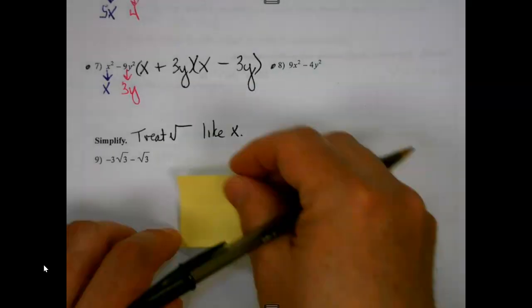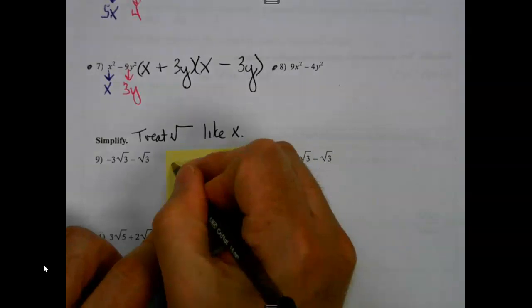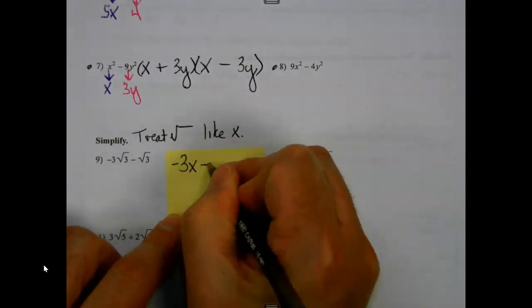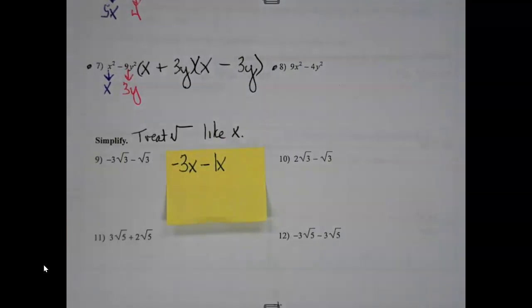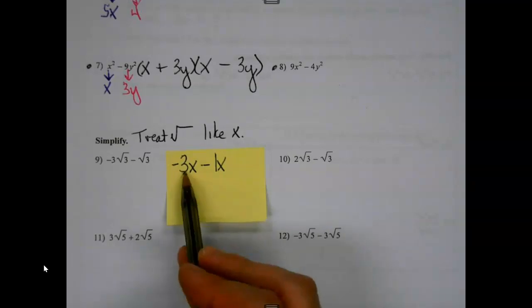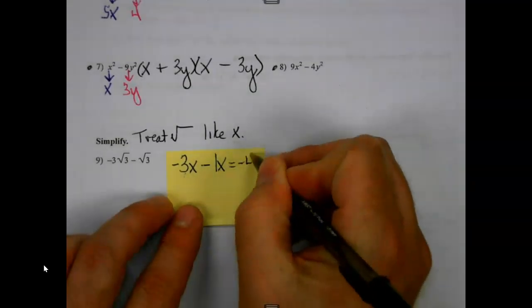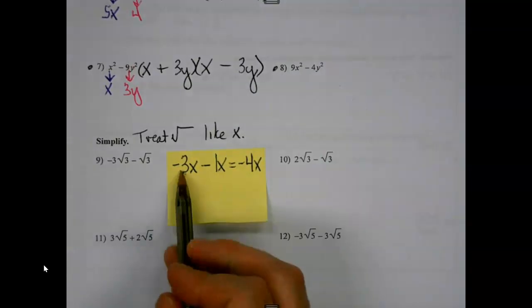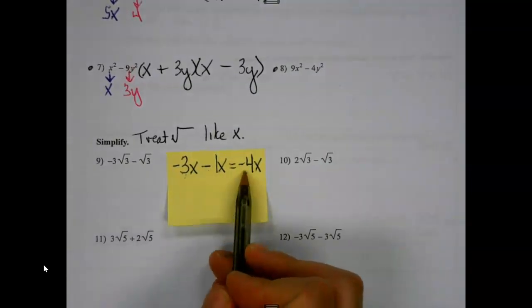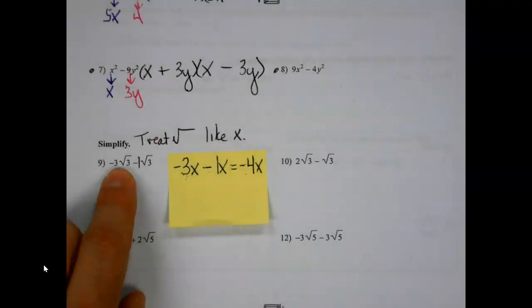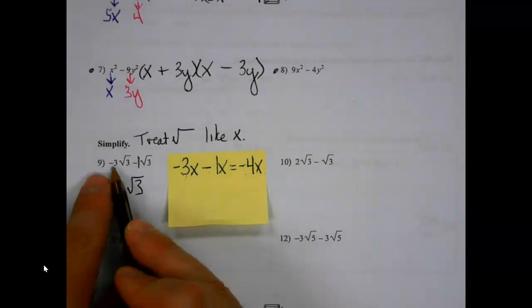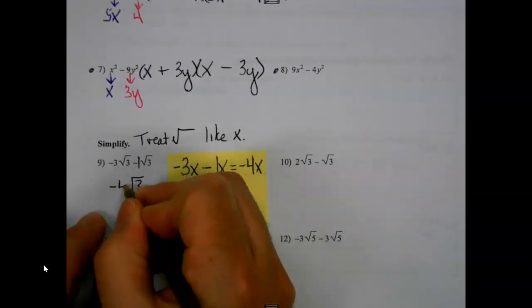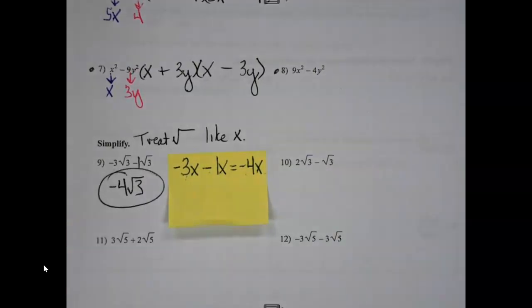So, for instance, let's just say that this was negative 3x minus x, or minus 1x, because I'm just treating that radical like it's a variable. Negative 3x minus 1x would be negative 4x. So if I owe my friend $3 and I borrow another $1, I owe him 4. It's the same thing here. The radical stays the same, just like here the x stays the same. Negative 3 minus 1 is negative 4. I'm done. Keep it simple.